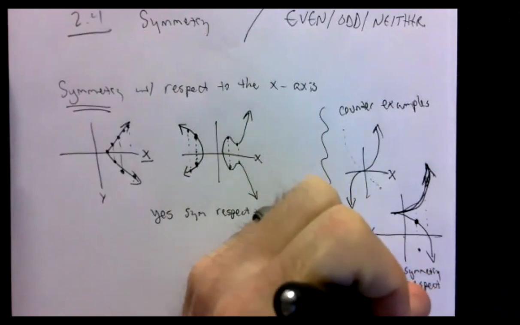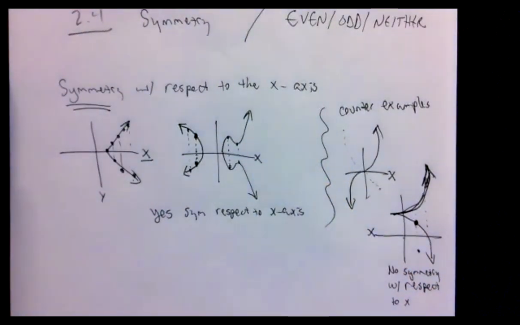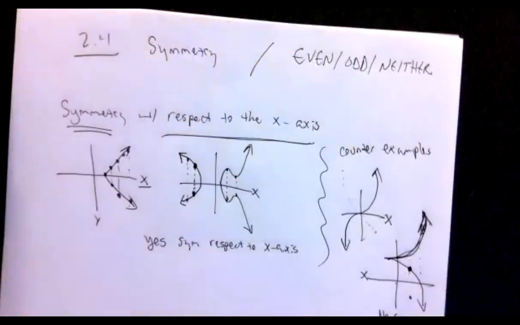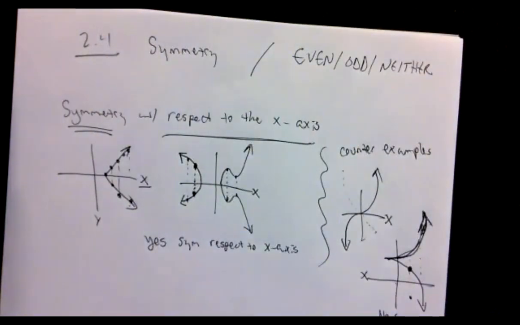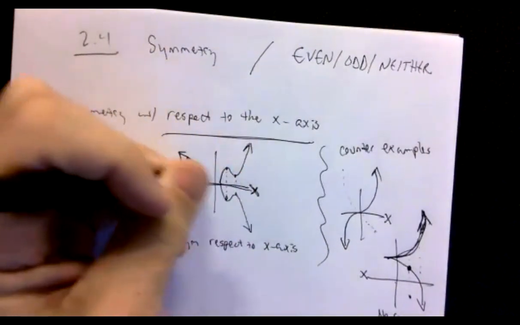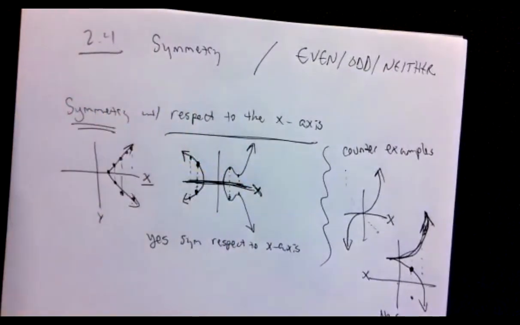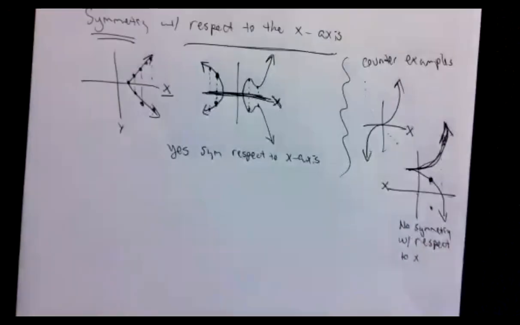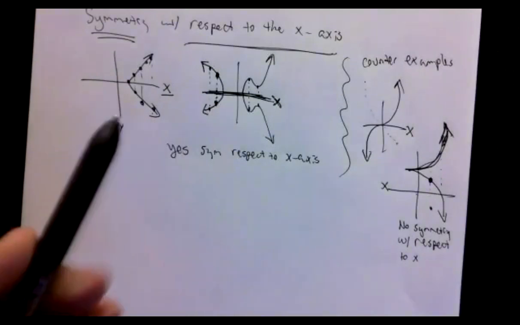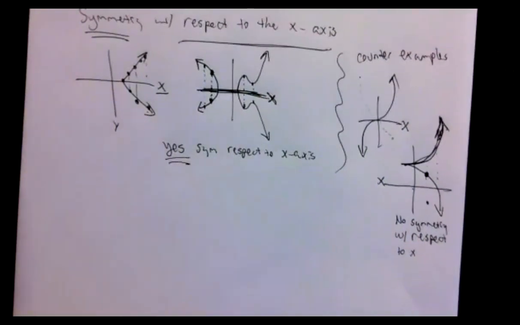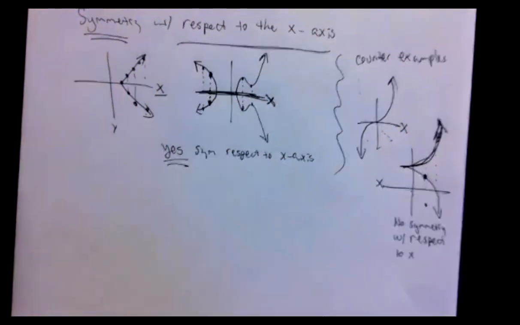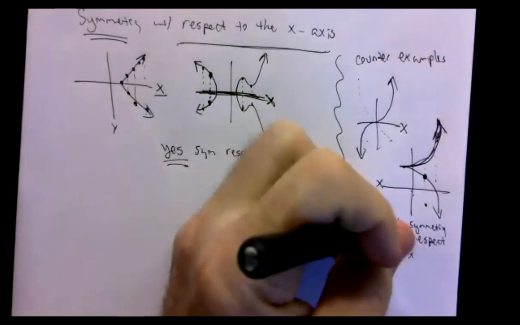And again, with respect to x, these do both have symmetries, but it's a different kind. So again, with respect to the x-axis, so specifically the horizontal axis of your graph, these two are both examples of yeses. These two are both examples of no's.